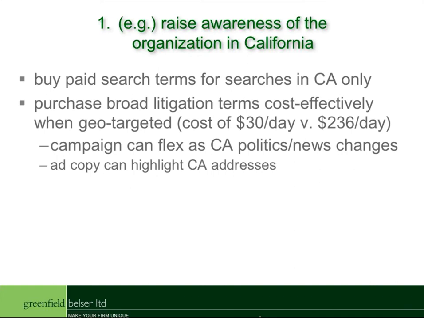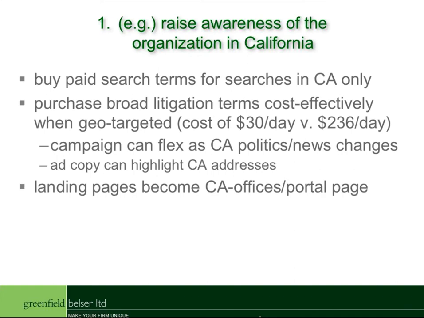And your ad copy can also highlight your California address. In the paid search, you've just got 3 lines of text there, but there are ways to make sure that you are reflecting that you're a California-based firm. For example, call our San Francisco office at 415 whatever. Your landing pages can become the portal page for the state. On any of these paid search terms or online display media, you want to make sure that you're employing a landing page strategy that's reflective of the fact that you're working in that particular geography.